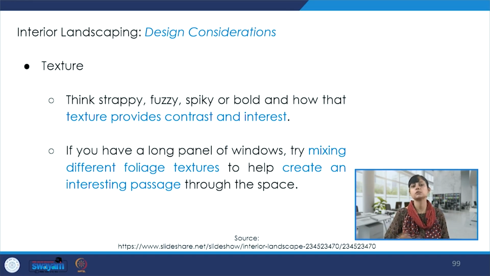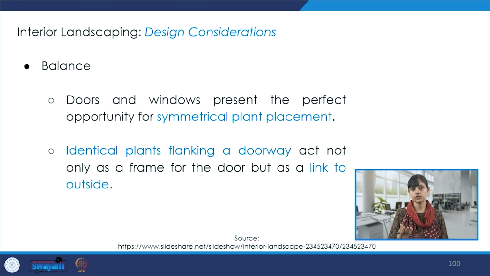to create interesting spaces. Then another consideration has to be balance, in the sense that the landscaping, the interior landscaping, the way it is provided, gives an overall balance to the space. And identical plants flanking a doorway act not only as a frame for the door but as a link to the outside. So this kind of balance or this kind of theatrical act or transition elements can also be created by using interior landscaping.